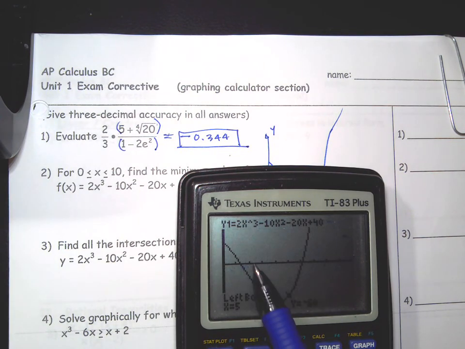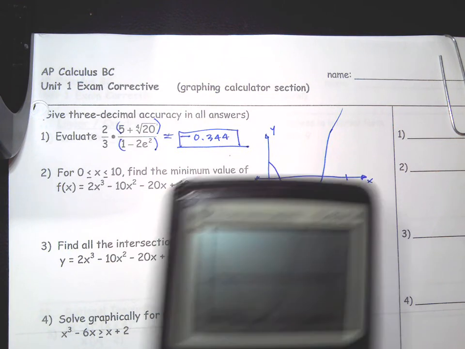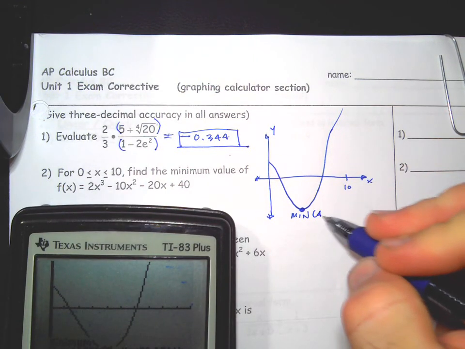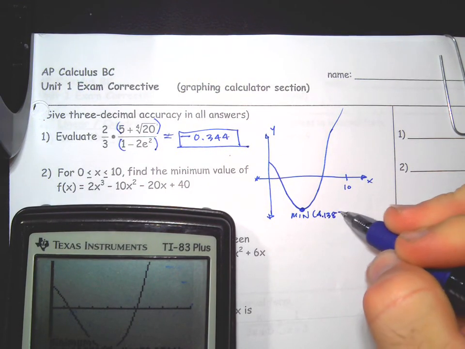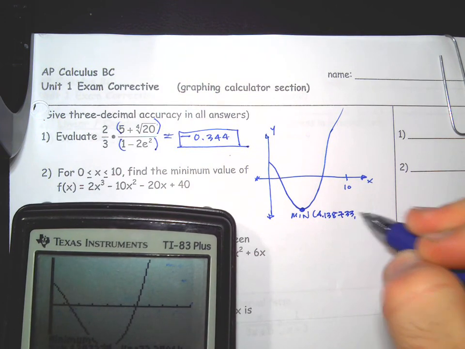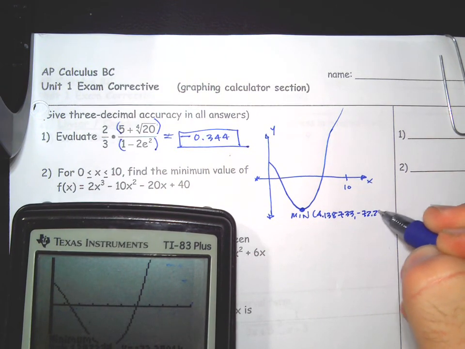Looks like it's at 1, 2, 3. Looks like it's around 4. So we say like 3 to 5, guess 4. And it is 4.138733, comma negative 72.28014.